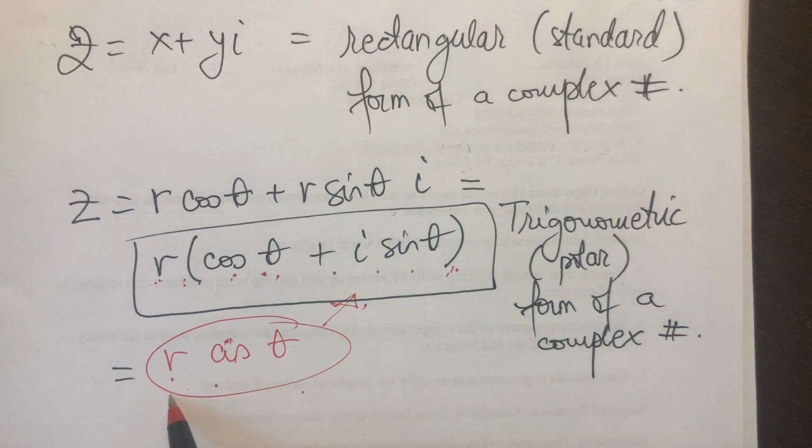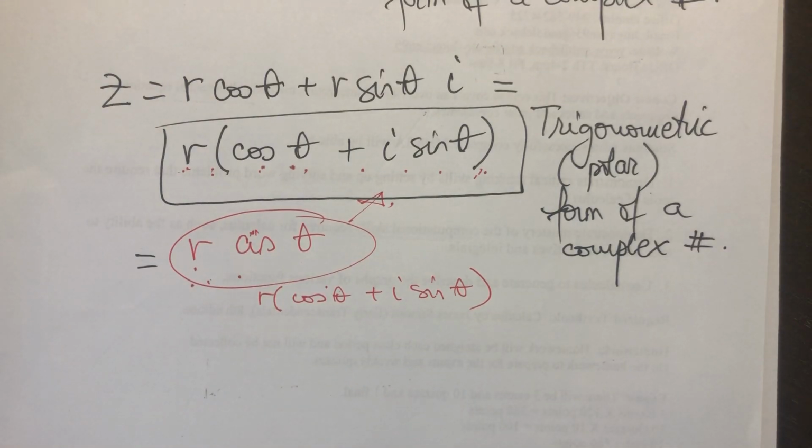That's just a faster way of writing all of this out. What this means is r times cosine theta plus i times sine of theta. It's just a short version to write all of that out. So you're going to see me use that a lot. Okay, so let's move on.